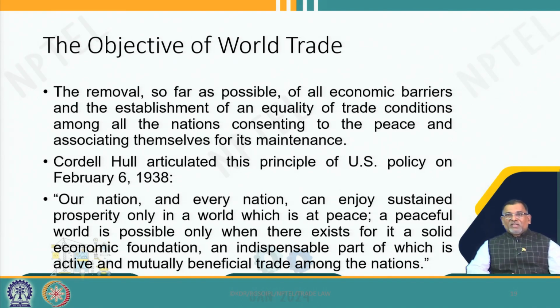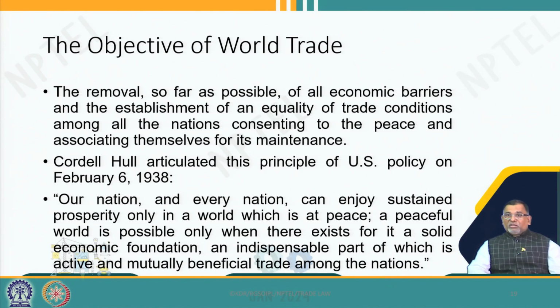The US Secretary of State at that point of time, Cordell Hull, contributed immensely to the US policy. In the period especially after the Second World War, in order to formulate various economic policies of the US, he said, so what is the US economic policy at that point of time?